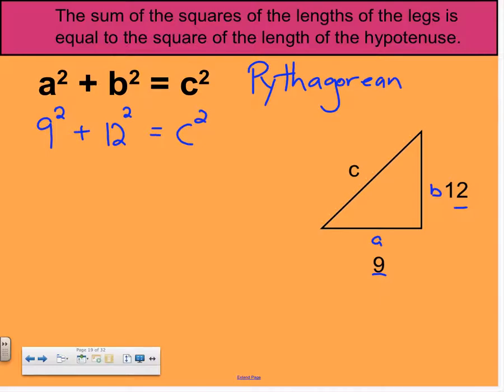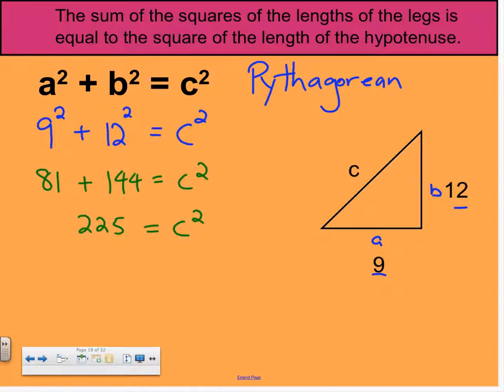Now, if you recall earlier in the year, we're simply solving an equation. 9 squared is 81. 12 squared is 12 times 12, which is 144. And all of that is going to equal C squared. When I add 81 and 144, I get 225. That's correct. So now 225 equals C squared.